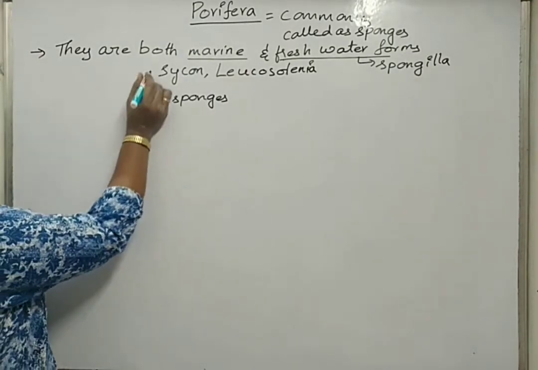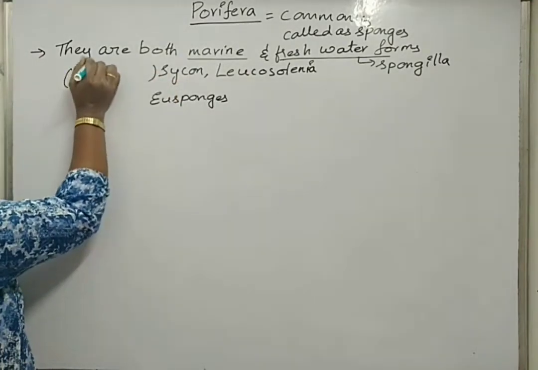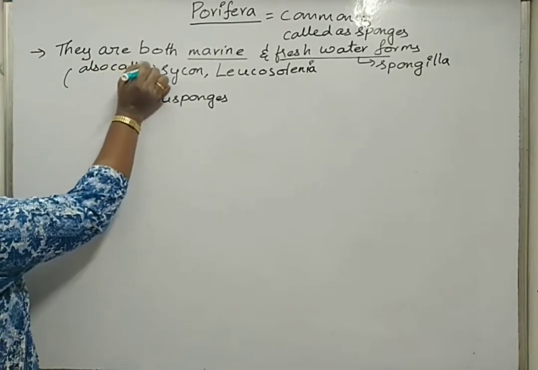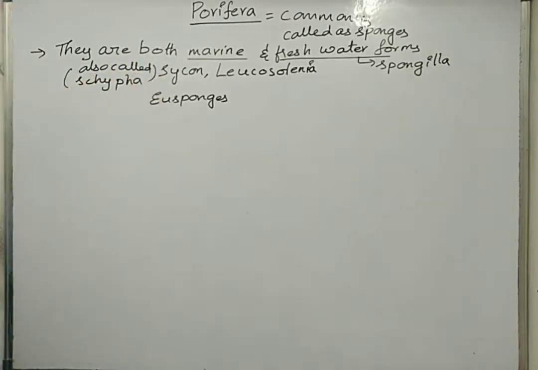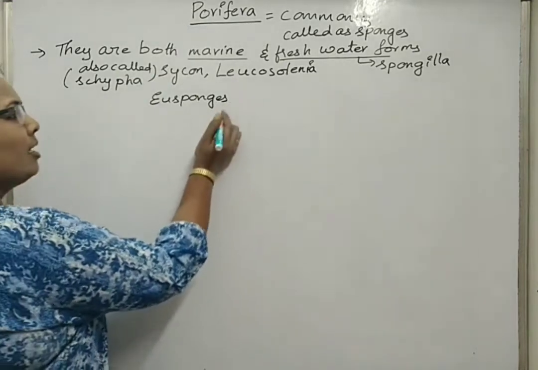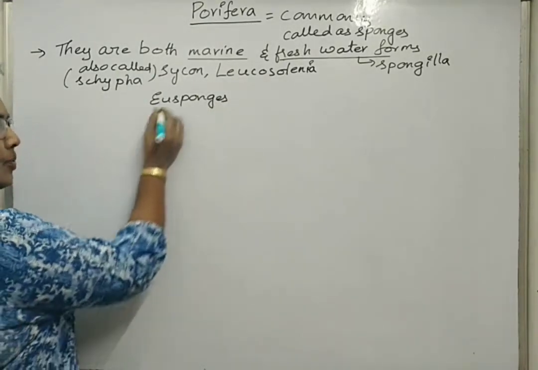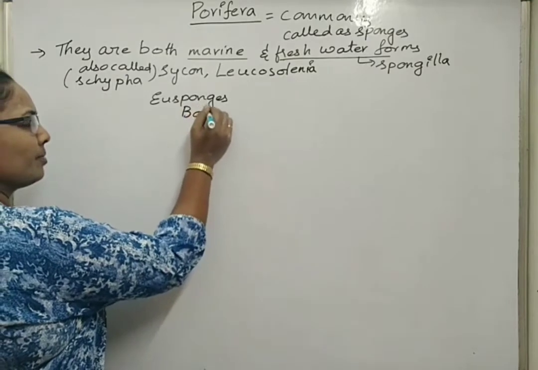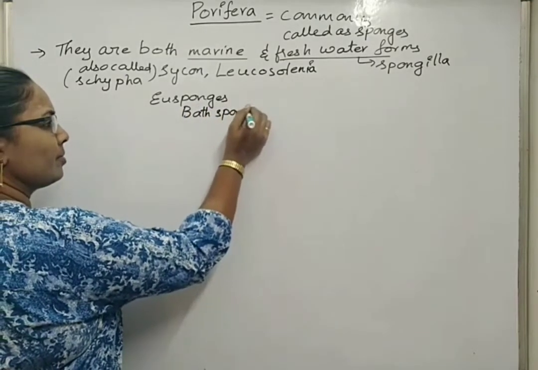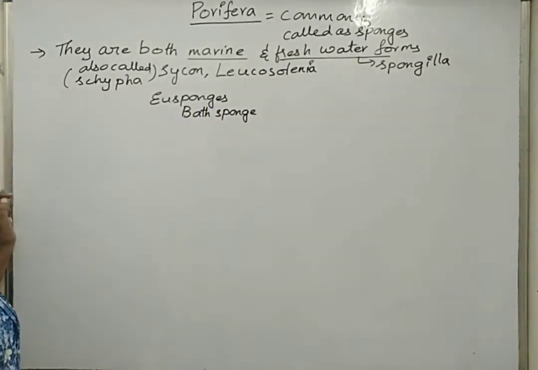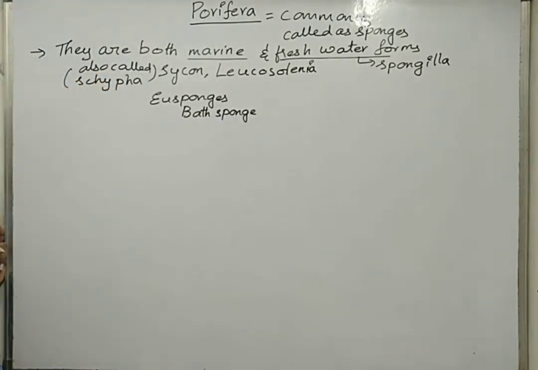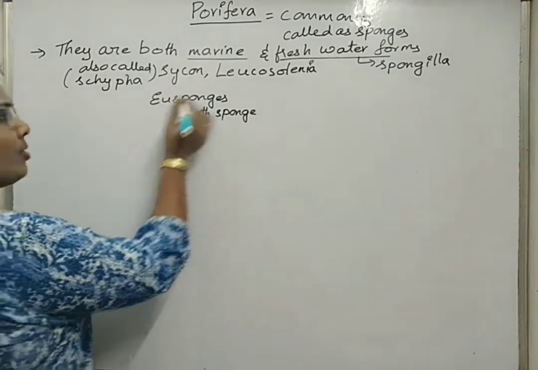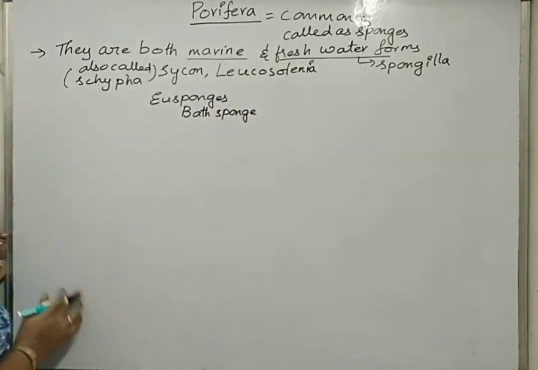Cycon is also called Scypha. Spongia is also called bath sponge. Only one example is under freshwater forms, that is Spongilla. Another example is Leukocylenia.